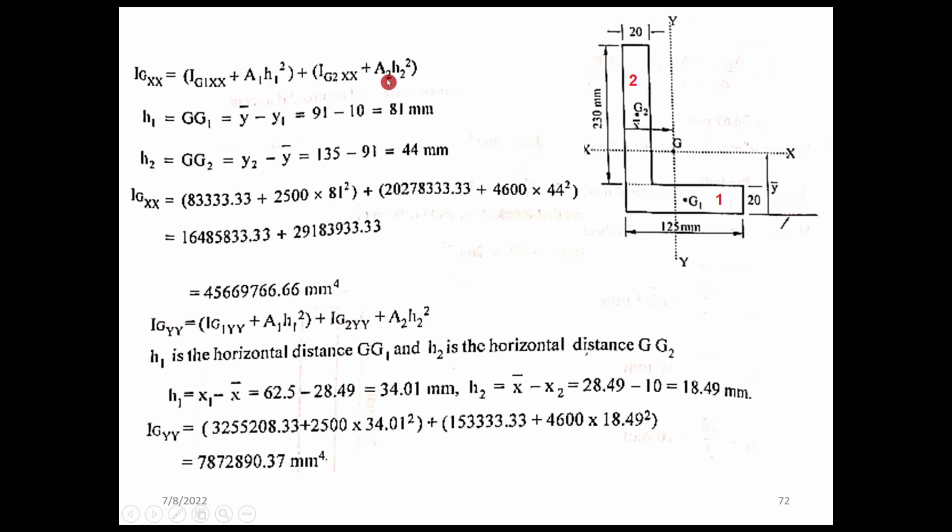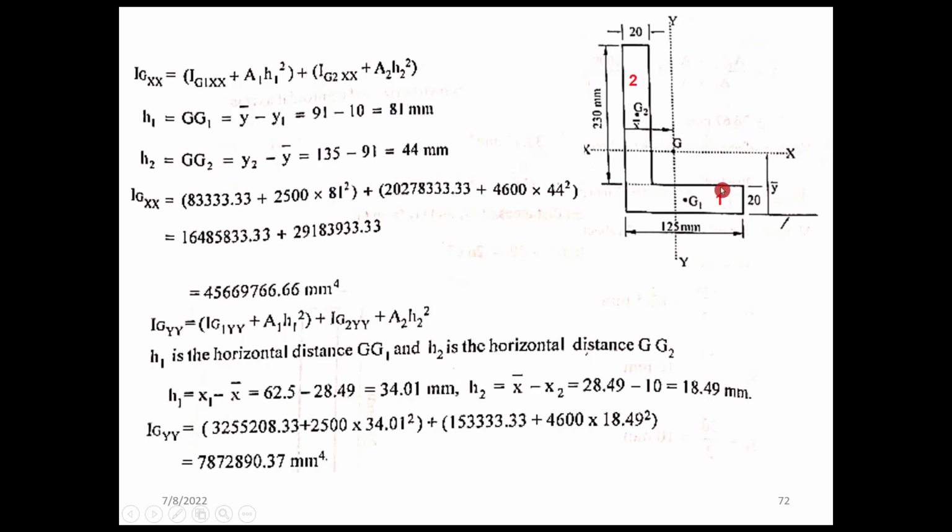This is actually the parallel axis theorem, for shifting or finding the moment of inertia about any baseline, provided h is the distance from the centroid of the figure to the baseline considered. So here the baseline considered is the centroid of the total section, which is shown as this total line. H1 is equal to y bar minus y1.